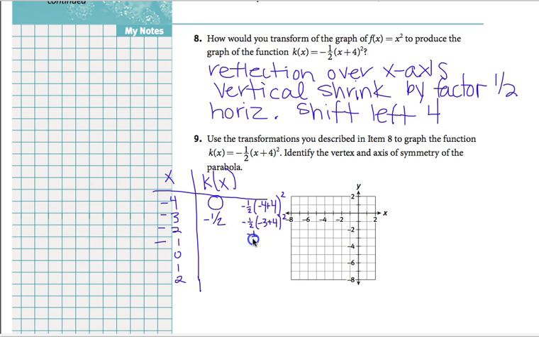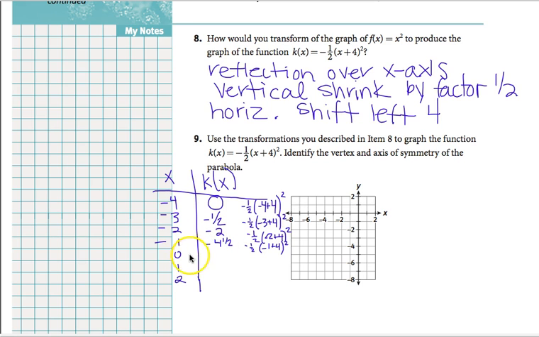Now I change it and I'm plugging in negative 2. So the number in the parentheses goes up by 1 again. 2 squared is 4. Negative 1/2 times 4 is negative 2. Now negative 1, negative 1/2 times negative 1 plus 4 squared. So that gives me 3 squared, which is 9. Negative 1/2 times 9 is negative 4.5.